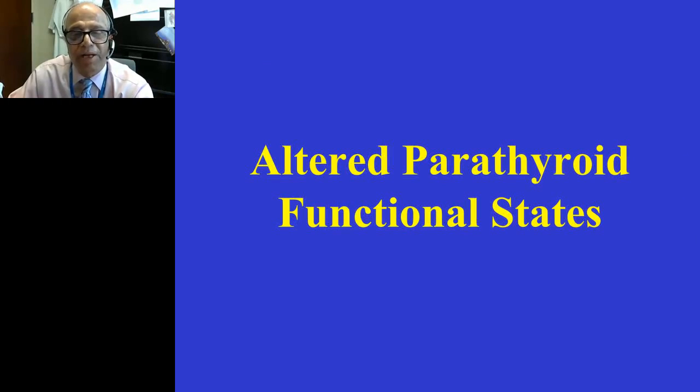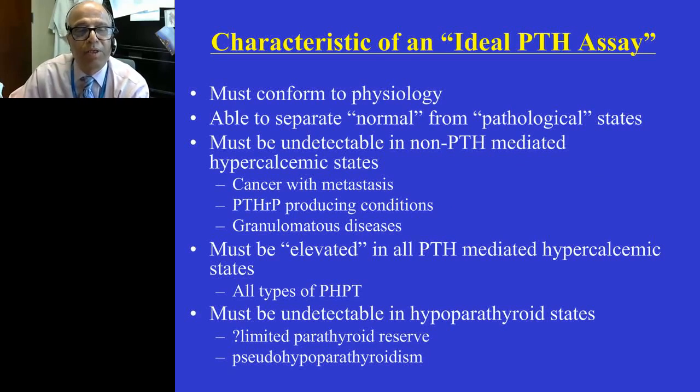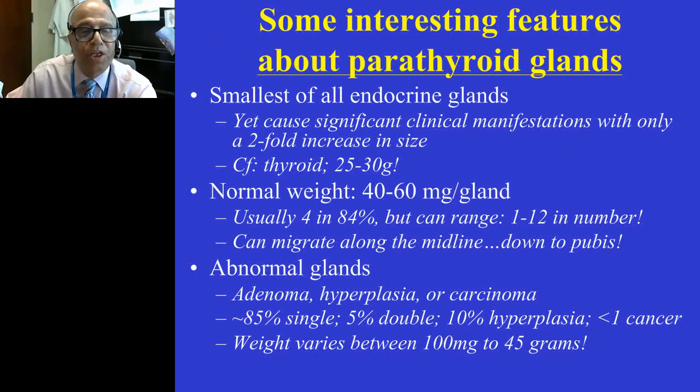Now I'll turn to the altered parathyroid functional status. In the ideal situation, the parathyroid hormone assay must conform to the physiology. It must be able to separate normal from pathologic states, must be undetectable in non-PTH mediated hypercalcemic states such as cancer, PTHrP producing conditions, granulomatous diseases. It must be elevated in almost all patients with PTH mediated hypercalcemia and all types of PHPT, and must be undetectable in hypoparathyroid states. However, this ideal PTH assay is yet to be invented, since many patients with hyperparathyroidism will have either an elevated PTH value or a non-suppressed PTH value.